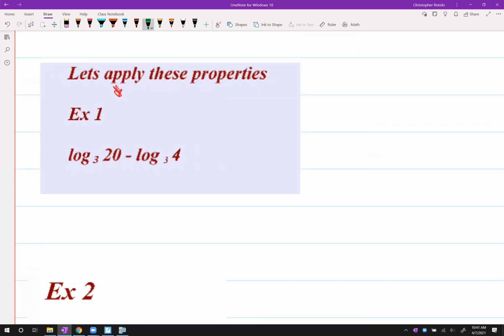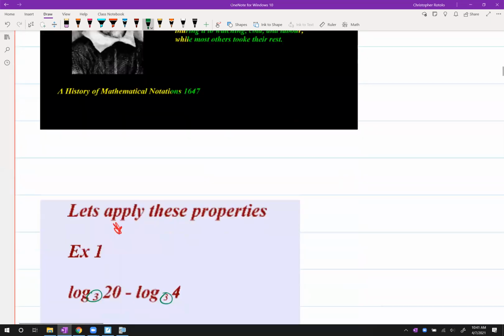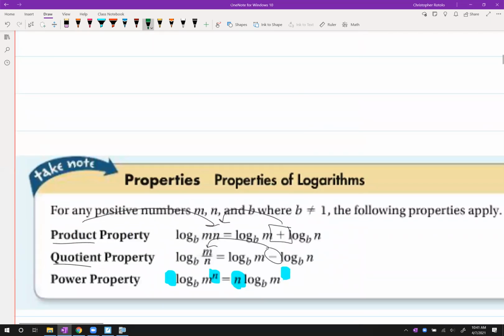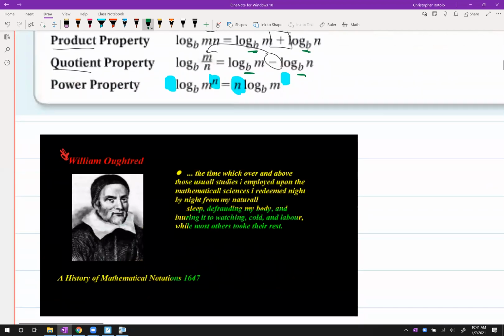Okay, so here we go. We had log base 3. So I changed out the base number. Now, here's the other thing: these bases have to match, right? If I had log base 3 of 20 and log base 8 of 4, this is a no-go, right? We have to have that. So it's kind of understood up here that these bases are the same to be able to use these properties.